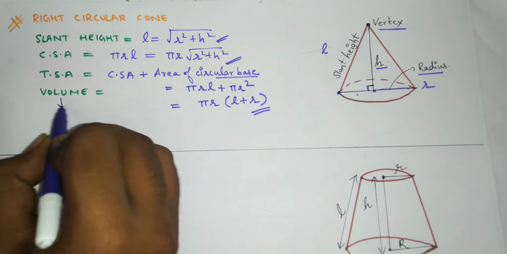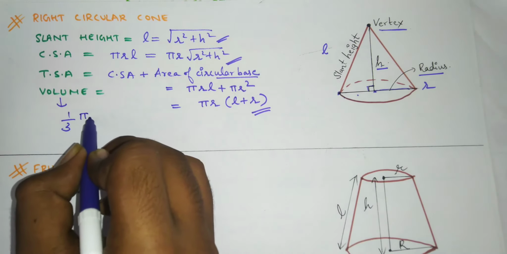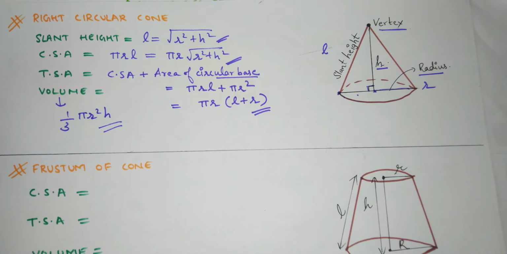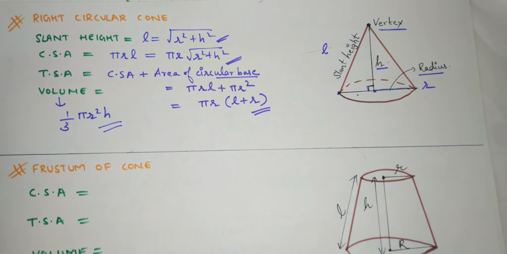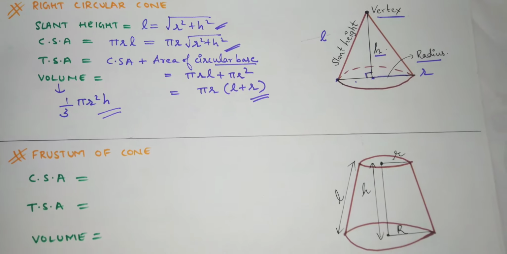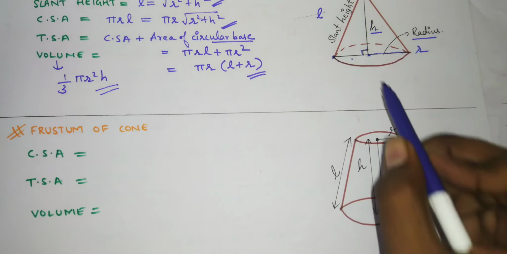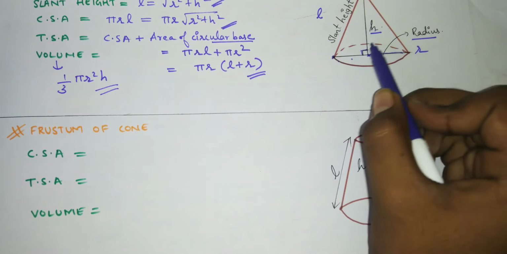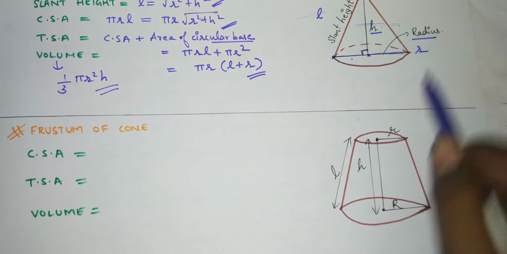Now moving on to the volume. Volume is nothing but 1 by 3 pi r square h. That means from the cylinder, that is pi r square h, one third of that. That's it. This is the right circular cone, all formulas. Now let us move on to the frustum of cone. Frustum of cone is what you get if you cut this cone parallel to the circular base, then I'll get this shape as frustum.